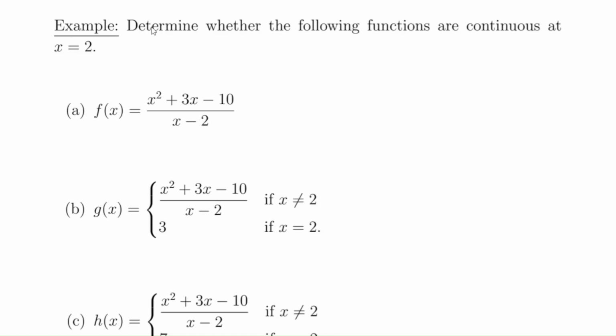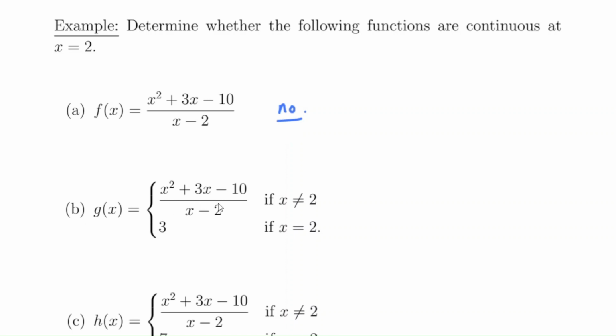Okay, now for our final examples, determine whether the functions are continuous at x equals 2. So we're looking specifically at x equals 2. Are these continuous at 2? Well, notice f is not continuous at 2 because we're dividing by 0, right? It's a rational function, polynomial over polynomial, and any value that makes the denominator 0 will be not continuous there.